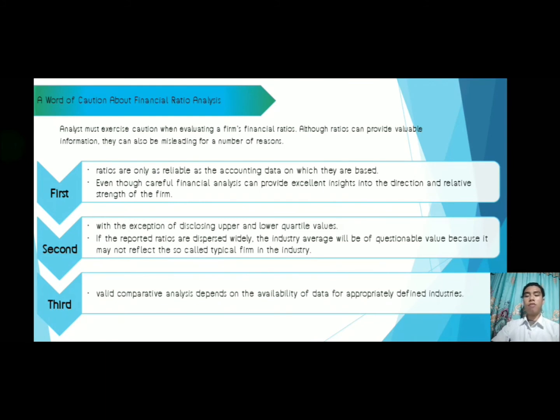Third, valid comparative analysis depends on the availability of data for appropriately defined industries. Some industry classifications are either too broad or too narrow for evaluating a particular firm. Most firms operate in more than one industry, which makes analysis more difficult.